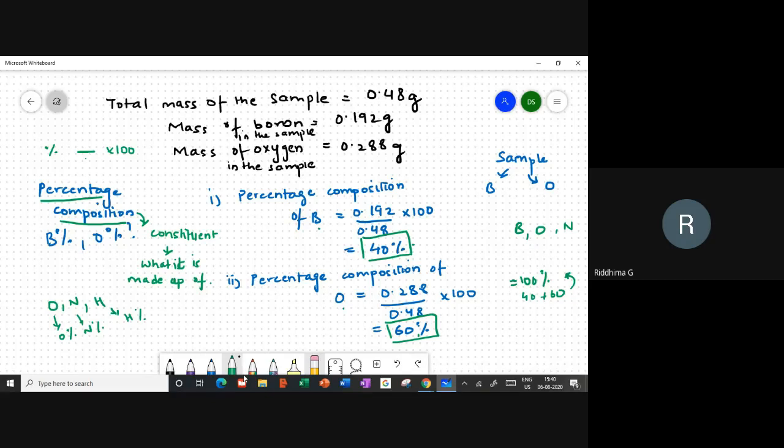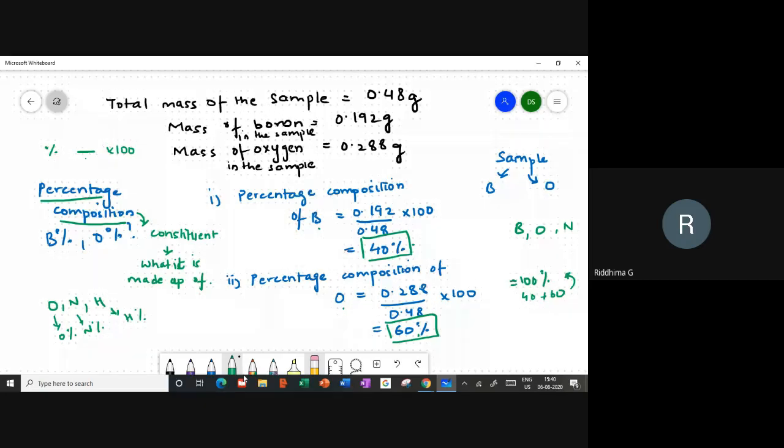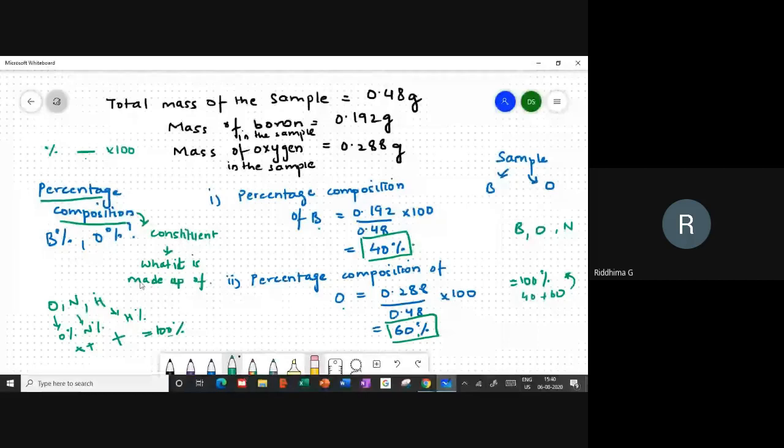The total percentage is always 100%. So if you were to find the percentage of oxygen, nitrogen, and hydrogen, when you add these three, you should get a total of 100%. Nothing more, nothing less. That's just one way of checking whether your answer is correct or not. Fine. Let's go to the next question.